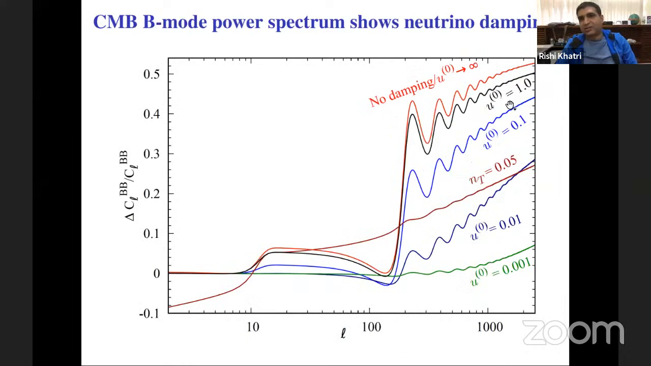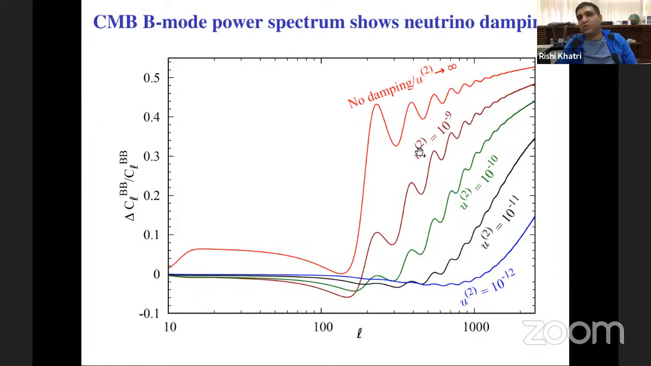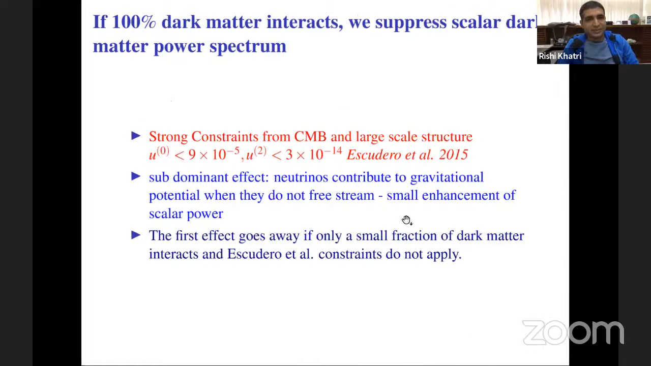So this was for a scale independent cross-section, or temperature independent cross-section. This is U2, where the cross-section has a temperature squared dependence, where the shape is slightly different, but the effect is similar. And again, this is just saying that 100% of dark matter cannot interact like this, because then the neutrino pressure will modify the dark matter power spectrum. So there are very strong constraints on 100% dark matter interacting with the neutrinos. But if only a small fraction of dark matter interacts, then all these constraints do not apply.